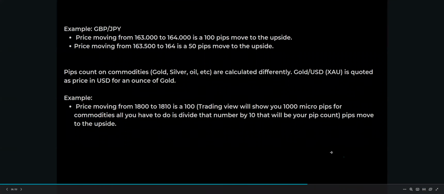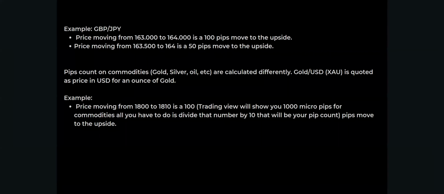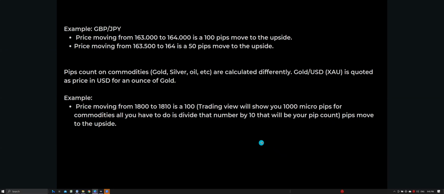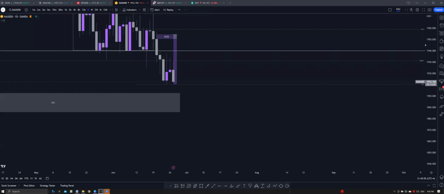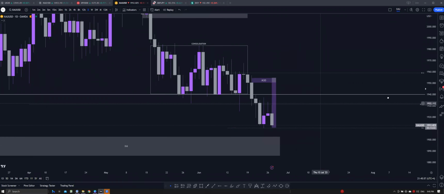But this is where the confusion actually happens. It's when it comes to the pip difference, because when you look at the pip calculation, just how I showed it to you on forex, it's a bit different. On TradingView, it shows you 1,000 micro pips. So the simplest thing to do here is to divide the pip count by 10, and I'll show you how to do that. It's very simple.